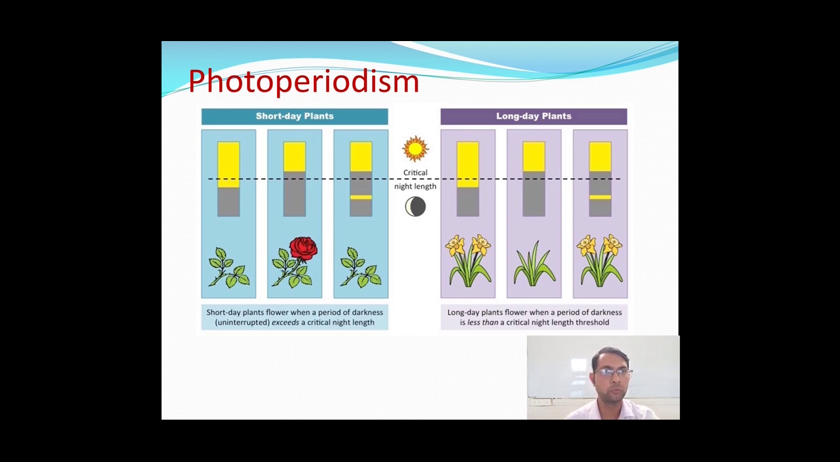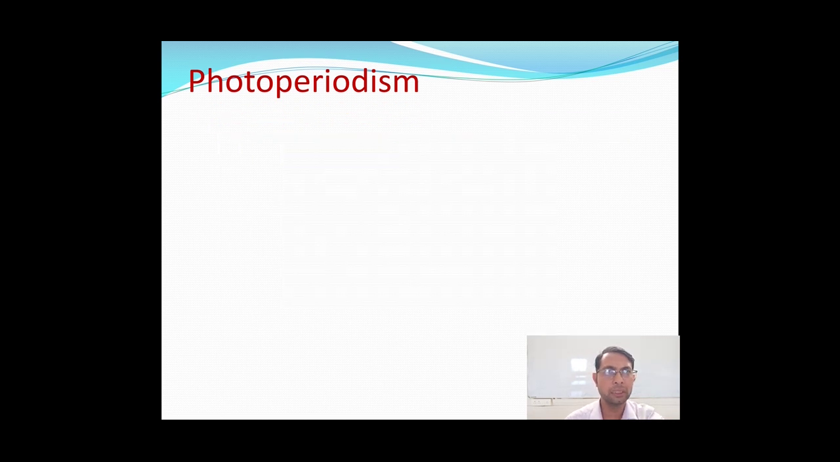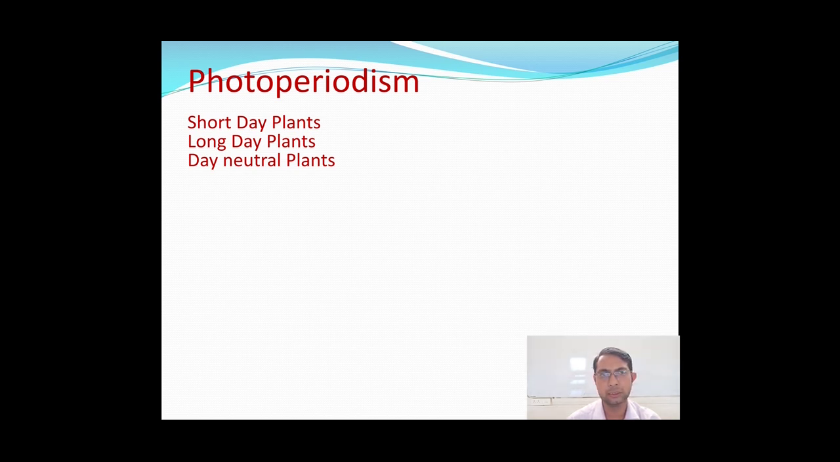production of flowering. Now there is a third type of plant, that is day neutral plants. As we know, short day plants require a short amount of light. Long day plants require a long light period, and then day neutral plants are there. They will never show any effect of light. They never require a lower amount of light, or they never require a higher period of light. So they are known as day neutral plants.